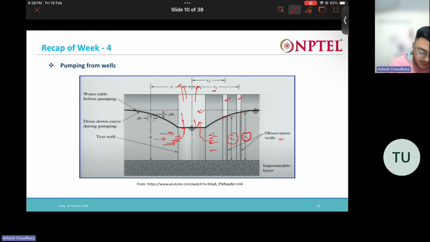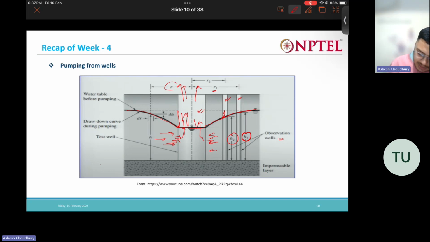Now, how do we actually do that? For the derivation, say at any distance r, this is the drawdown. This black curve that you see here is known as the drawdown curve. It is nothing but the shape of the water table when we pump the water. This is the steady state shape of the water table that you are going to get. Obviously you are pumping out from here, so the depth will be larger here, and as we move far away from the test well, the depth will be lesser.